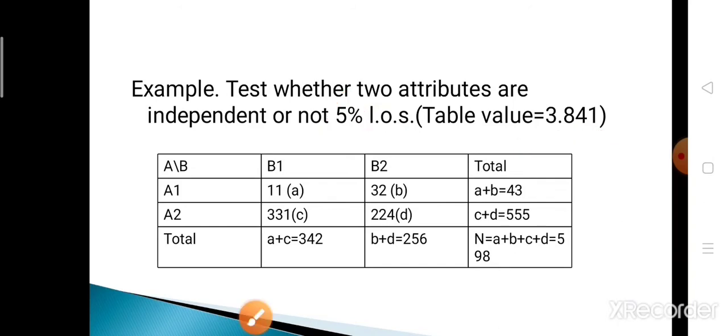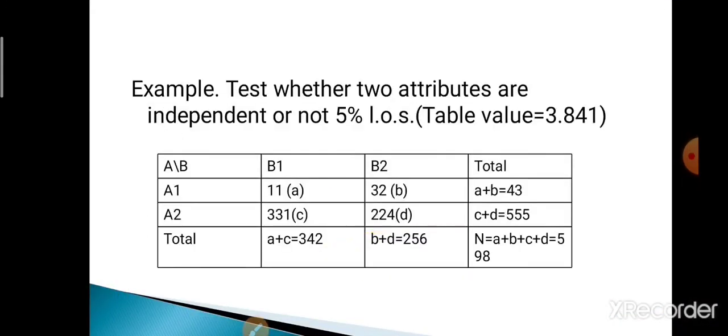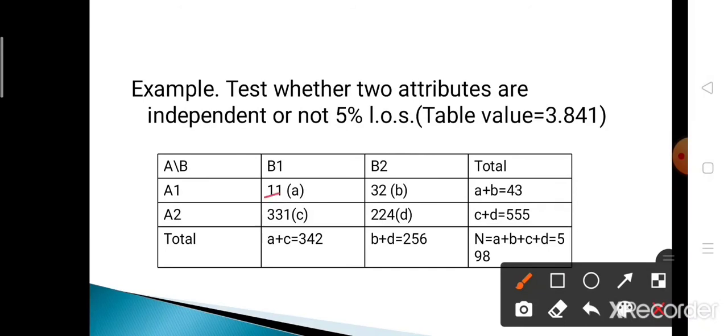So for calculating the value of the test statistic, we need the row totals and column totals. In the given example, what is the value of A1 B1? A1 B1 value is 11. Denote this value by notation A. Here B, this C, and this one is D. So A1 B1 value is 11, A1 B2 value is 32, A2 B1 value is 331, and A2 B2 value is 224. So here the A value is 11, B value is 32, C value is 331, and D value is 224. Just calculate A plus B, C plus D, A plus C, B plus D, and last is N.